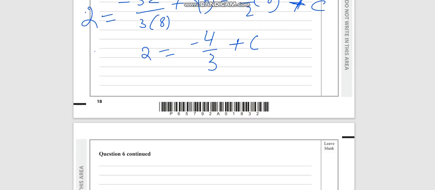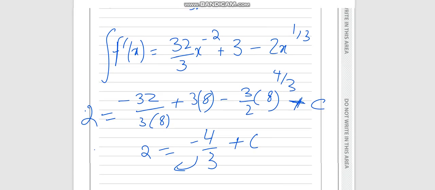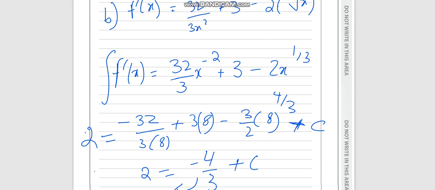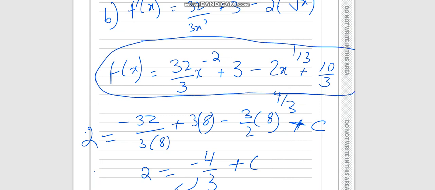So now to find c, I'll just take this thing to the other side of the equation, and this will be 2 plus 4 upon 3. Now just simple, add these together, and we find that the c value is 10 upon 3. I'll come back to my equation. Okay, so I'll just remove this, and I'll say that this is equal to f of x, and add a c value, and there you go. That is our answer right here.